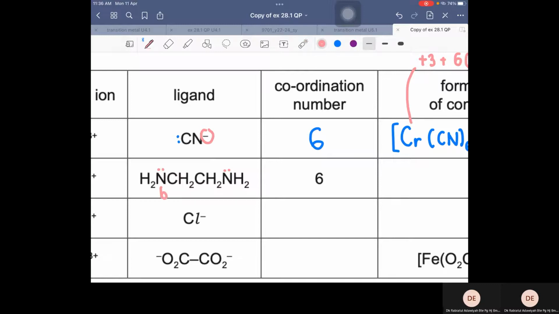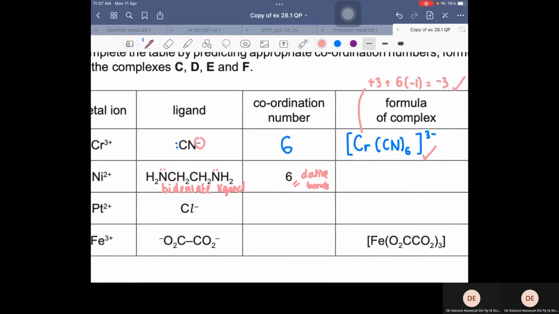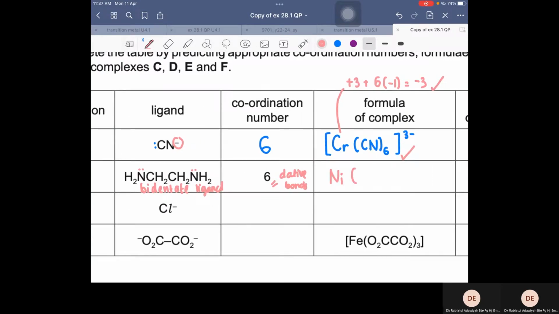It's just something that you have to memorize, and sometimes they give you the hint in the question as well. So this is a bidentate ligand, and the complex with this bidentate ligand would have a coordination number of 6. That means 6 dative bonds. Coordination number is dative bonds, not number of ligands. So if one ligand forms 2 bonds, how many ligands do you need to form 6 bonds? Only 3. So our formula of this complex would be nickel with the full formula of the ligand, CH2CH2NH2, and only 3 of them.